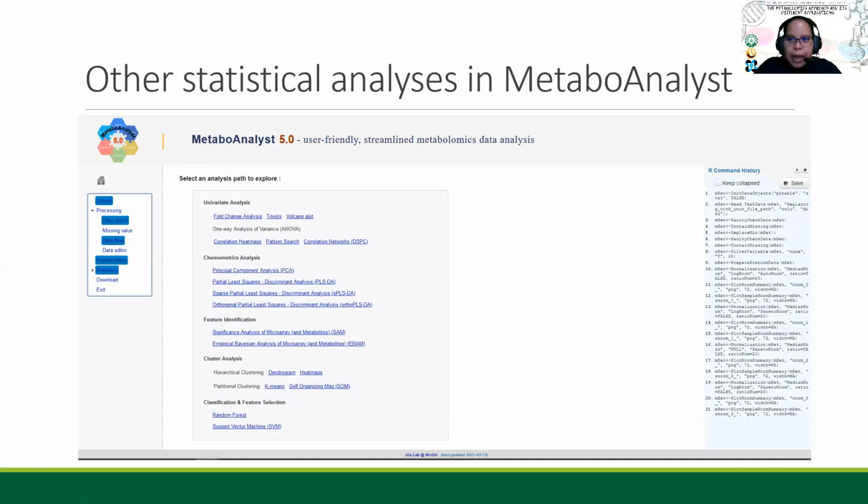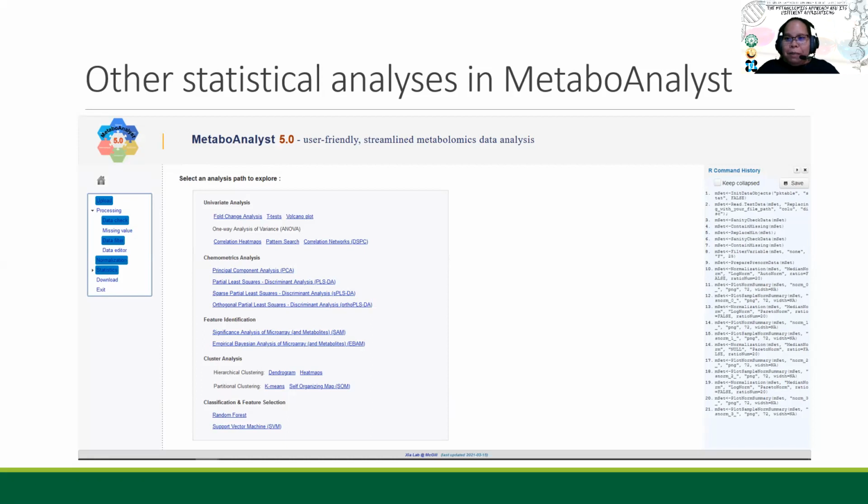MetaboAnalyst will also allow you to perform other types of statistical analysis. So this is just for the statistical analysis module. Marami pa siyang ibang modules. So you have your biomarker module, your time series module, etc. So there's really a lot of functionalities here.